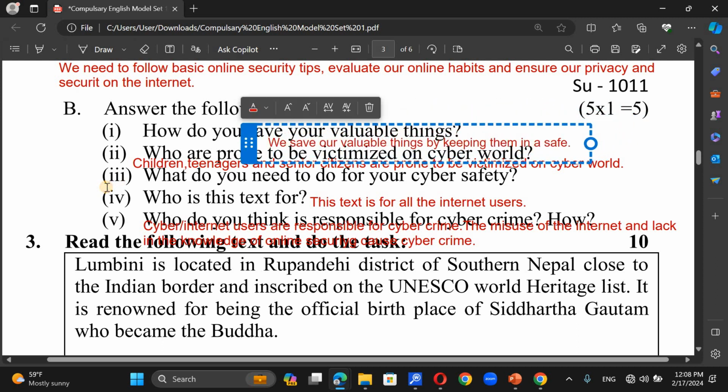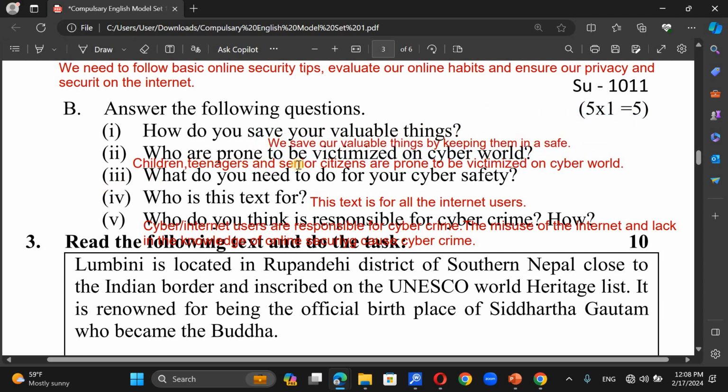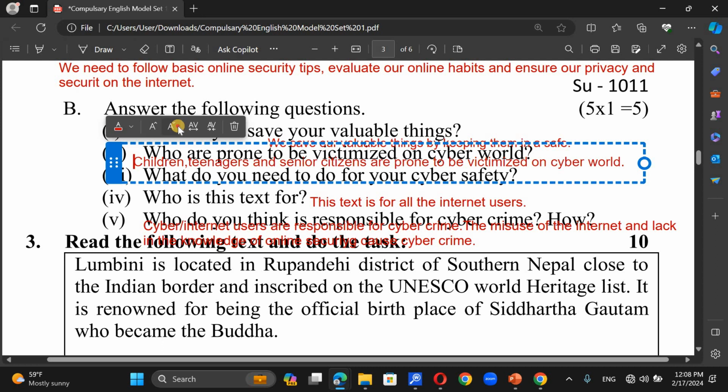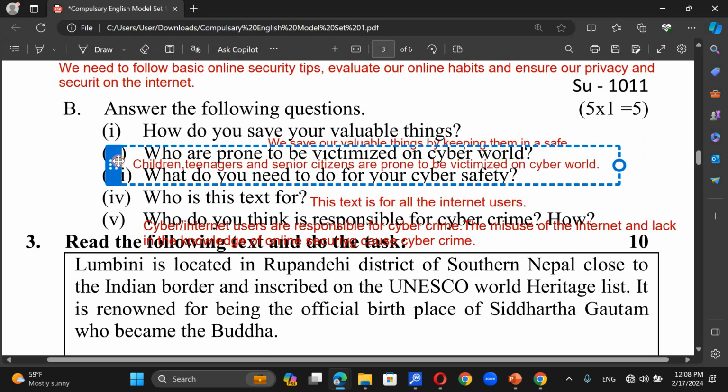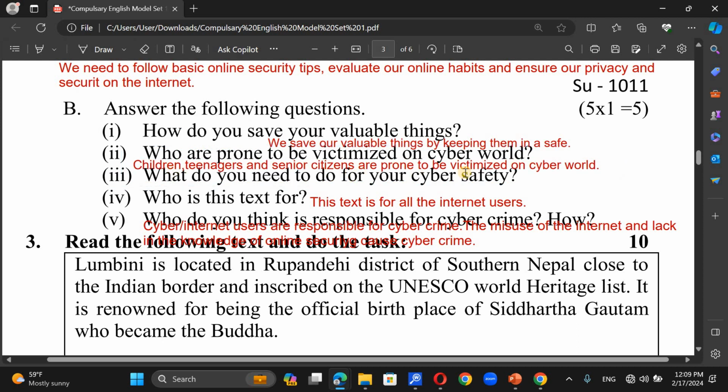Now question number 3. Who are likely to be victimized in the cyber world? Children, teenagers, and senior citizens are prone to be victimized in the cyber world.